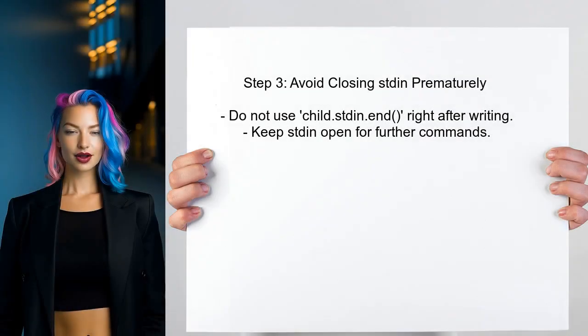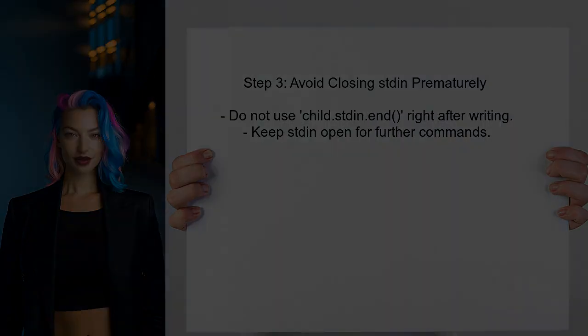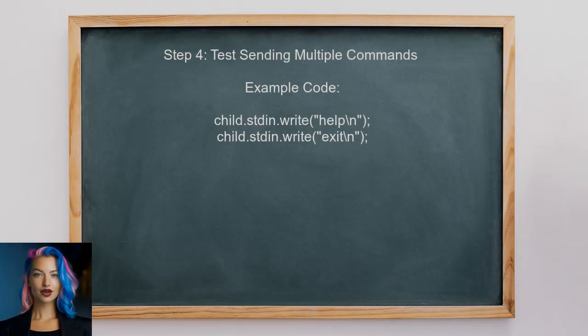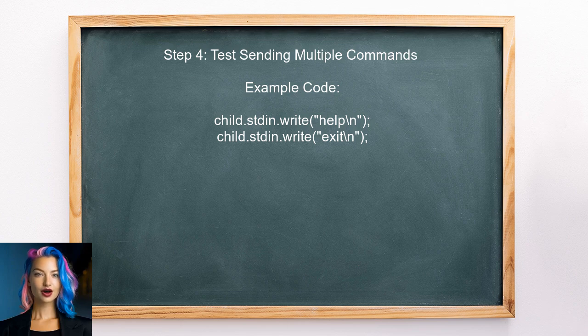Additionally, the user should ensure that the child process's standard input is not closed prematurely. They can do this by avoiding the use of child.stdin.end immediately after writing the command. Finally, the user can test the setup by sending multiple commands in sequence. This will help verify that the child process is responding as expected.